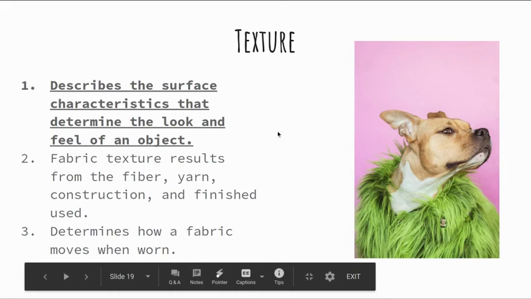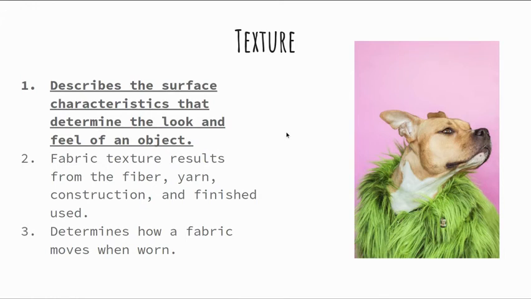Fabric textures result from the types of fiber used, the yarn, how it was made, and then if they put any types of finishing touches on it. So if you see fabric that looks awfully shiny, do know that that is synthetic, which means it is man-made in a lab. You're not going to find it out in nature. As nice as polyester is, there's not a polyester plant growing for us to get that kind of fiber for our clothes.